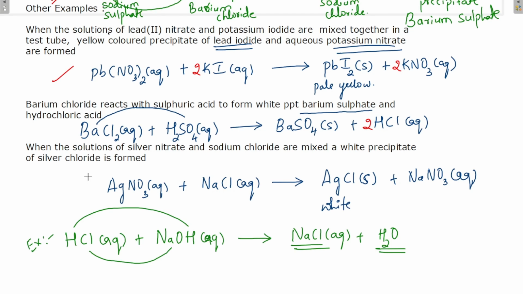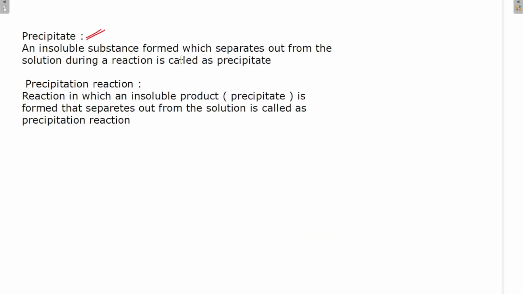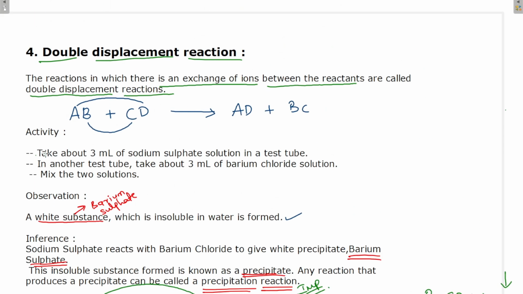As we have come across another type of reaction here, that is precipitation reaction, we should be able to define it. How do we define precipitate? It is an insoluble substance formed which separates out from the solution during a reaction. And how do we define precipitation reaction then? The reaction in which an insoluble product, that is precipitate, is formed and separates out from the solution is called a precipitation reaction. So this is all about the double displacement reaction.